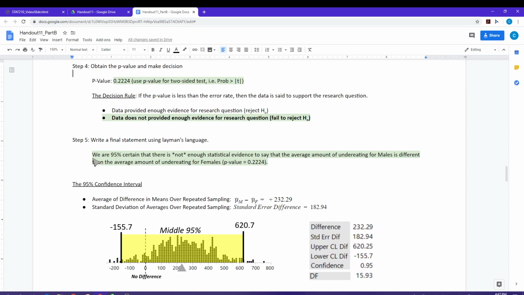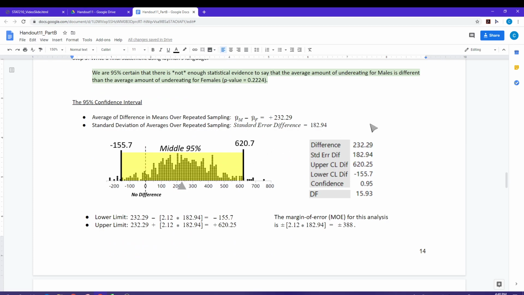Our conclusion then, we are 95% certain that there is not enough evidence to say that the average amount of undereating for males is different than the average amount of undereating for females. So we don't have any differences between the males and females in the amount they're undereating.